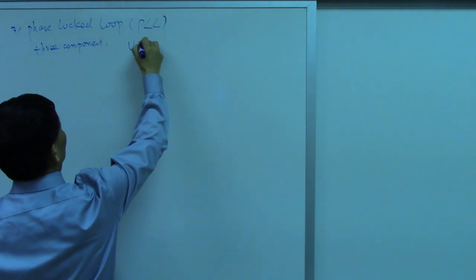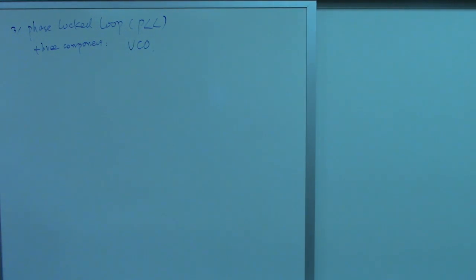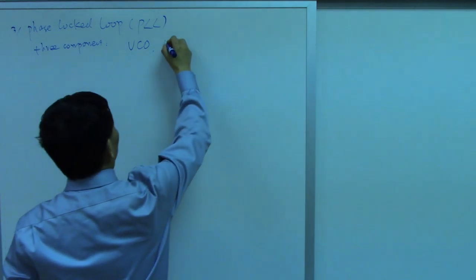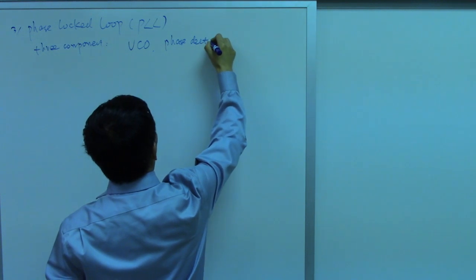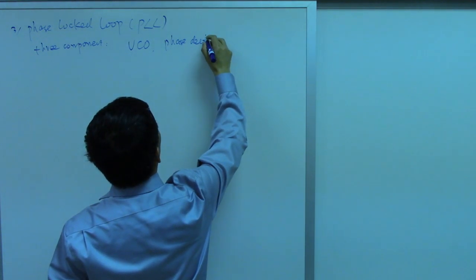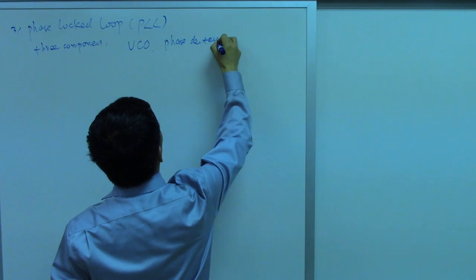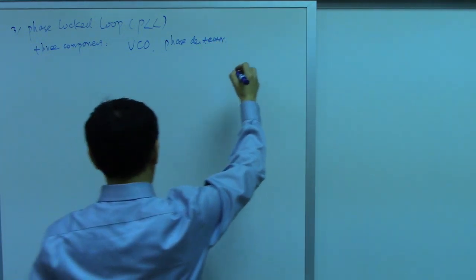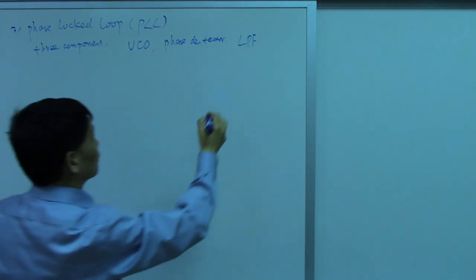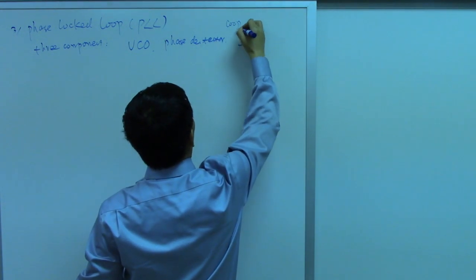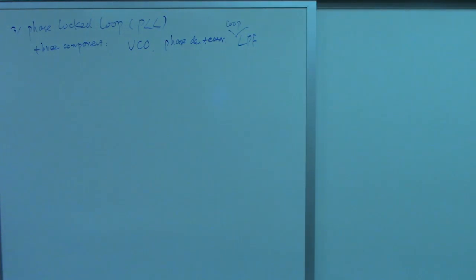The first one is the VCO, just discussed. The next one is the phase detector. And then there's a low pass filter, which is called a loop filter. So we discussed all these three already, and we just draw the diagram for the phase locked loop.